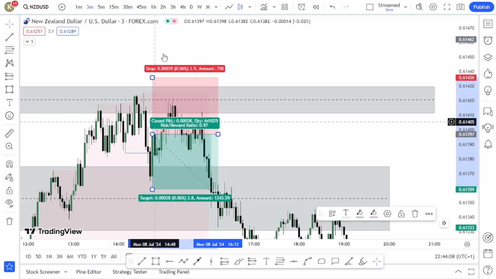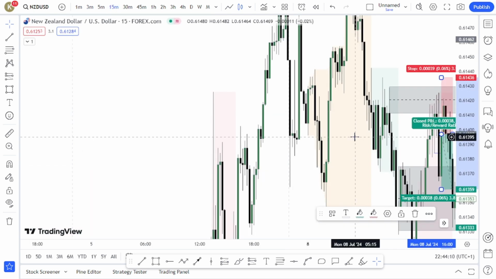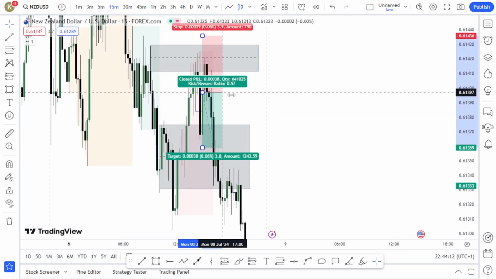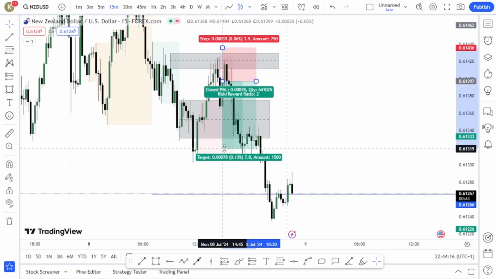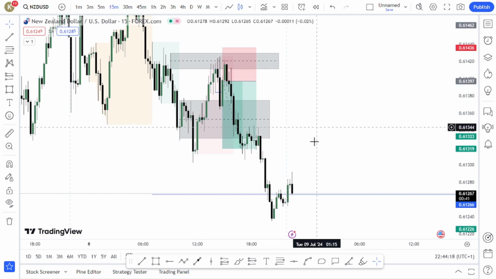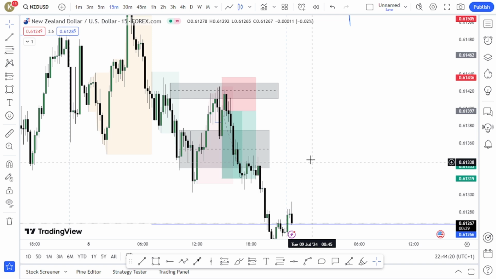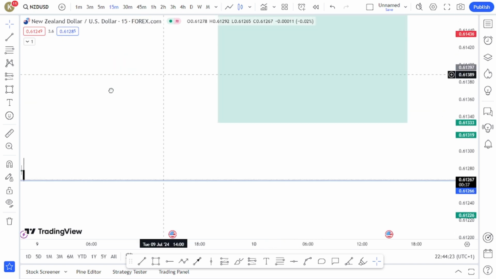I want that 1.4.45, and it would have been a win. That would have been another bad one for me. So that's the correction of my mistake, in case you want to learn.